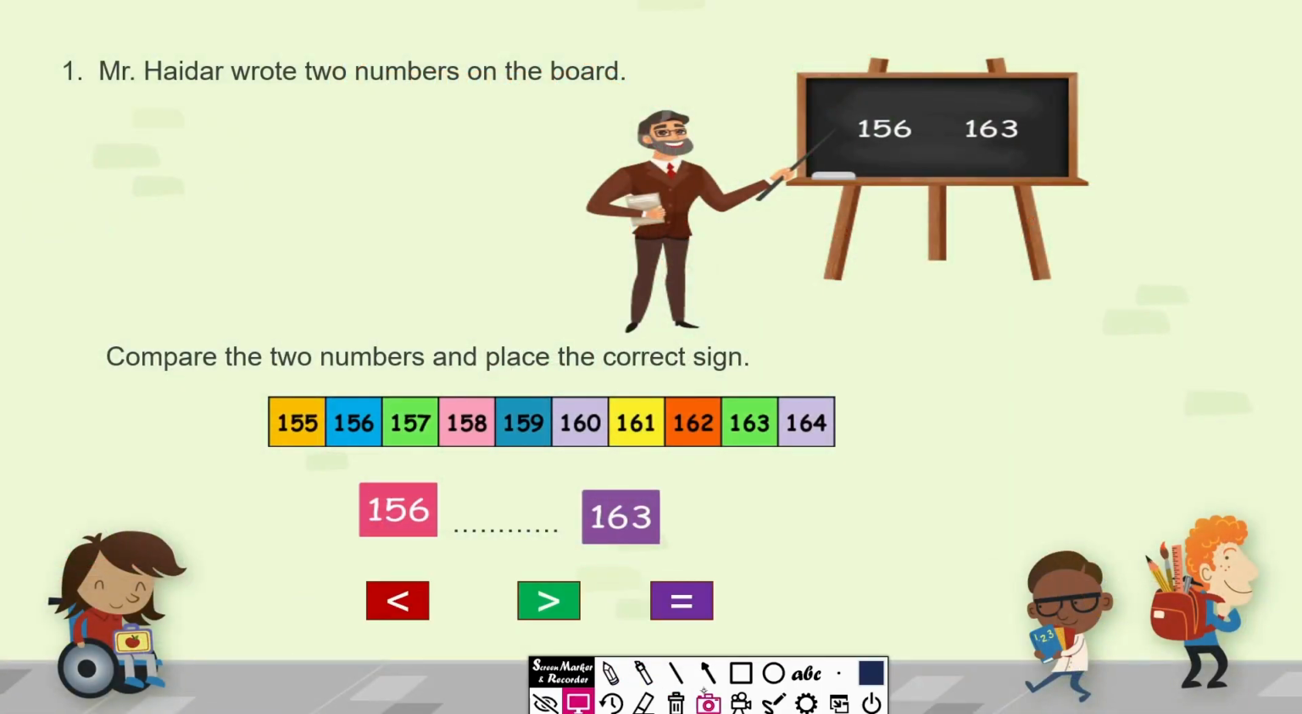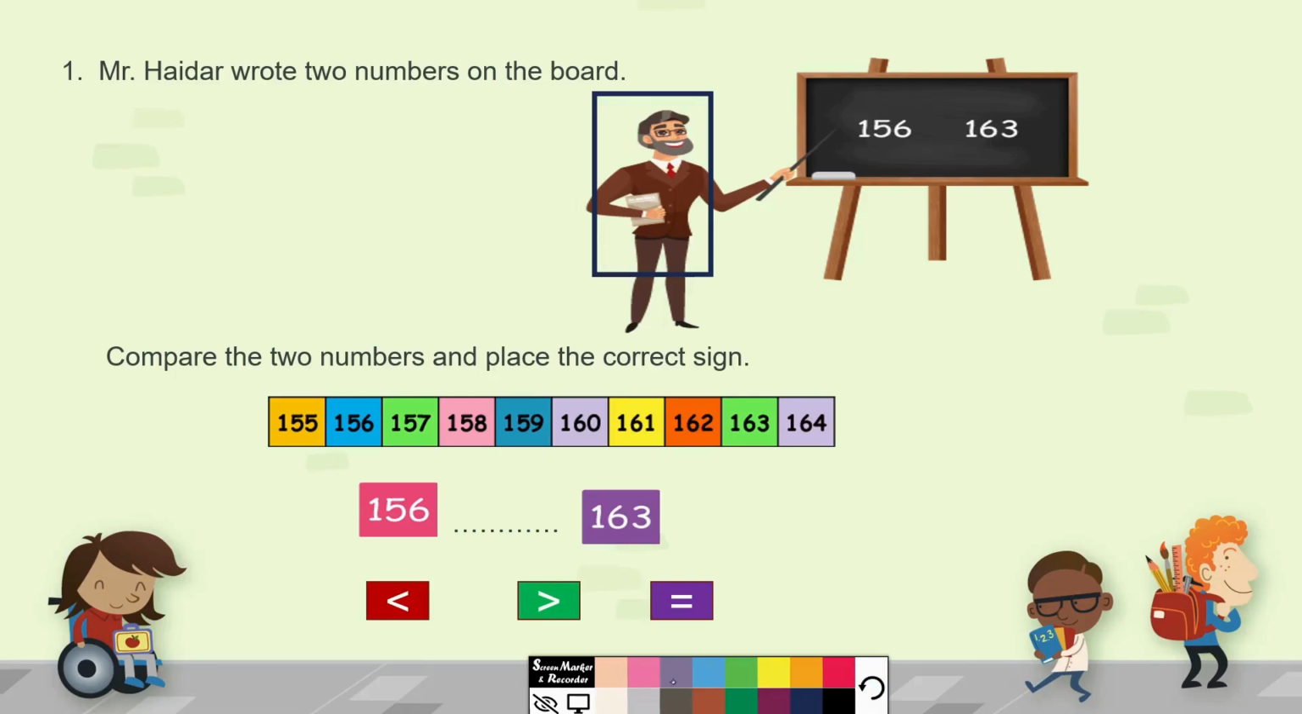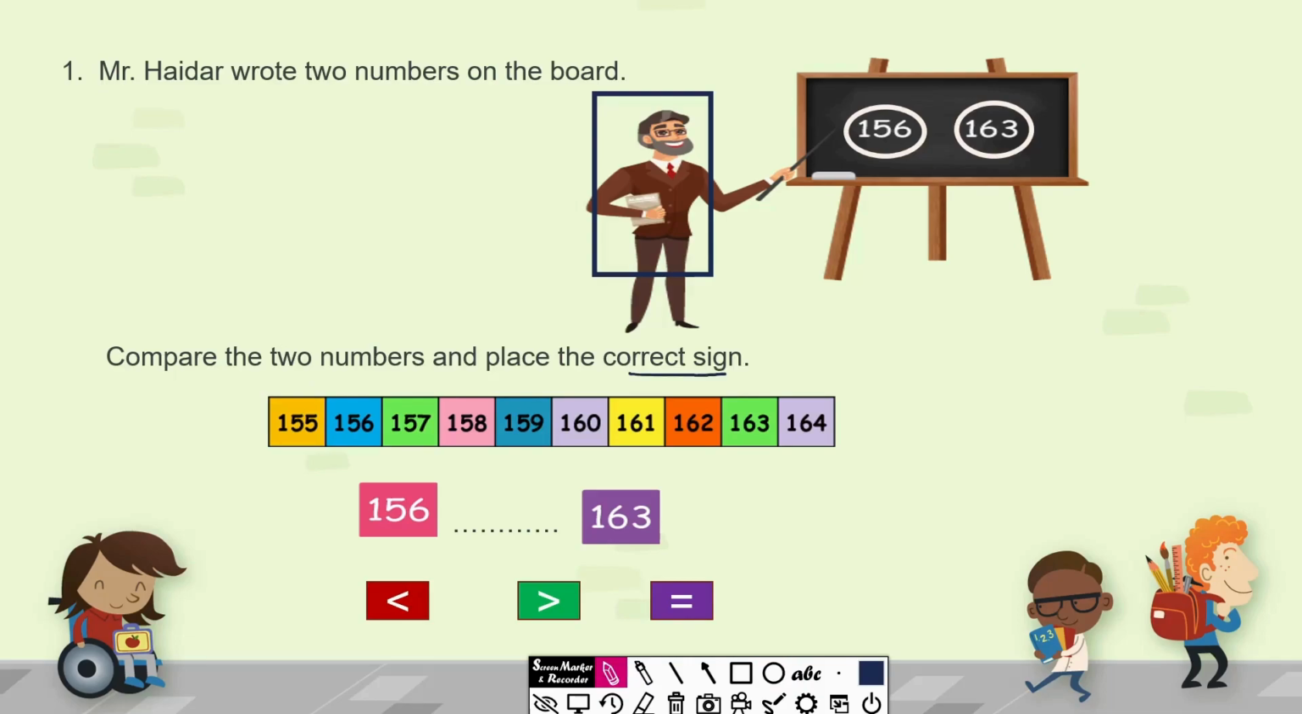Mr. Heather. Can you see Mr. Heather? This is Mr. Heather. Okay, let's read the question now. Mr. Heather wrote two numbers on the board. Okay, so he's writing two numbers on the board. What are the numbers? Number 156 and number 163, right? Now, compare the two numbers and place the correct sign.